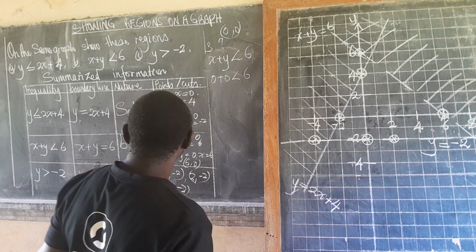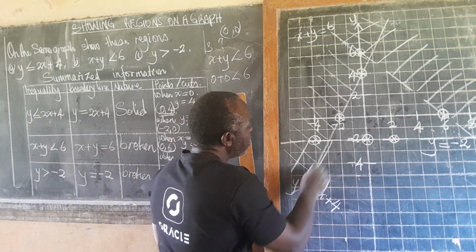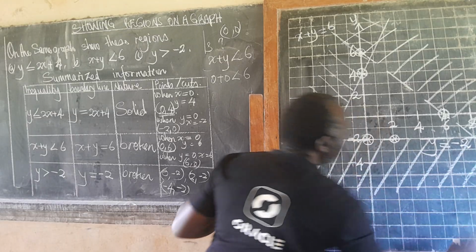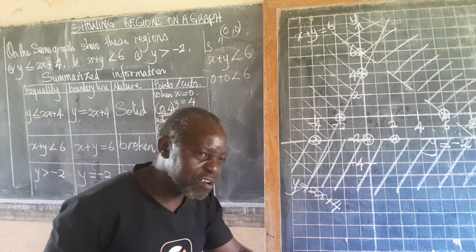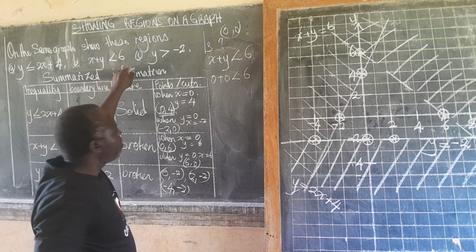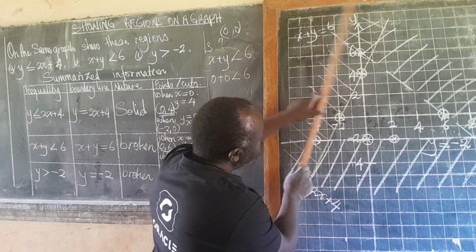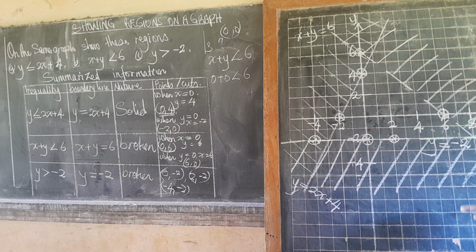Therefore, we show this one. We are showing this. Now, by the moment we have that, what have we done? We have shown all the 3 regions on the same graph. We have this one shaded, this one shaded, this one shaded. So we are left with a region which is unshaded here. When it comes to further studies, we shall call this one the feasible region.